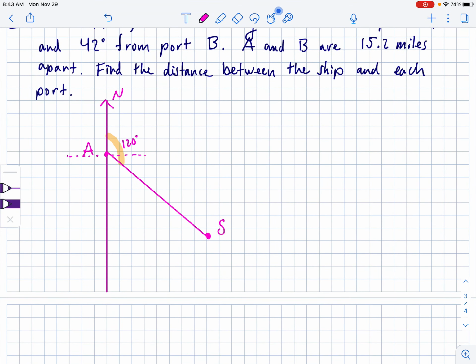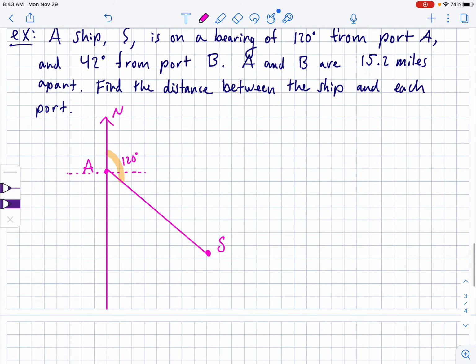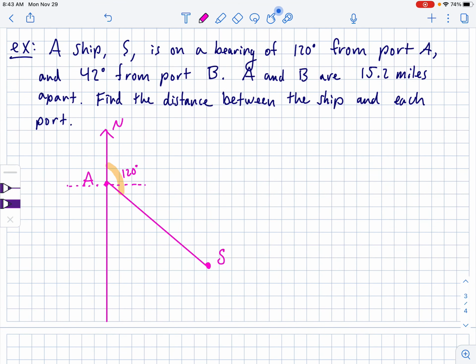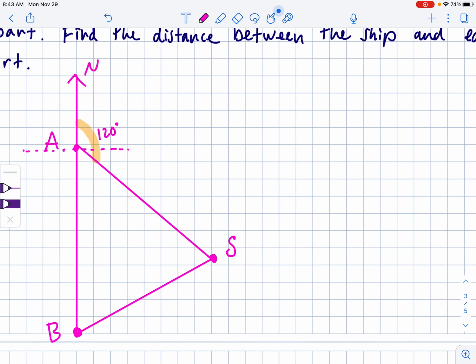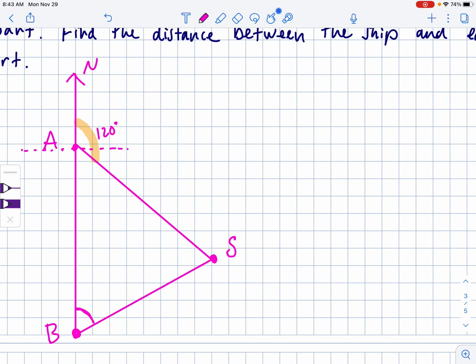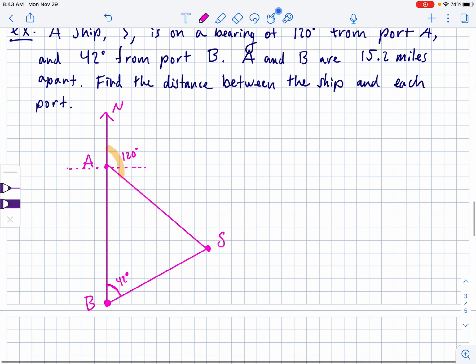Now they also say that port B is on a bearing of 42 degrees. So we'll call this port B, and then that means that the angle between them is 42 degrees. What else did we learn from the problem? A and B are 15.2 miles apart. So 15.2 is this side right here. Find the distance between the ship and each port.